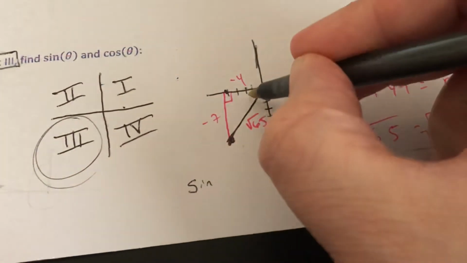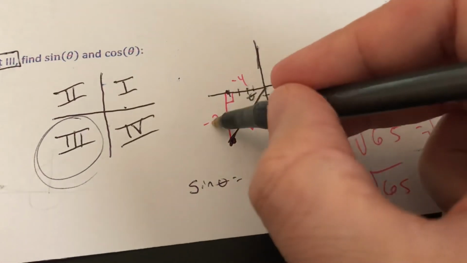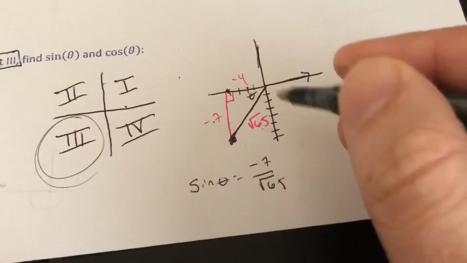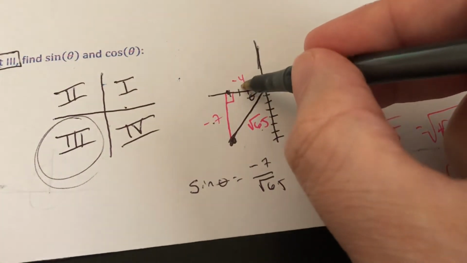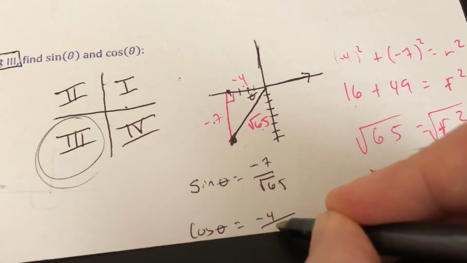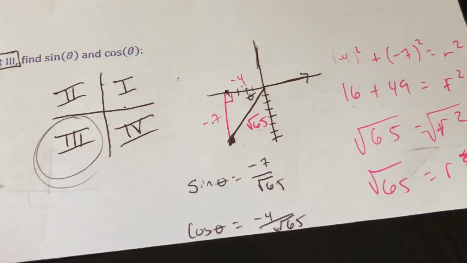So here's our theta right here. Sine of theta is y over r. And cosine of theta is x over r. And that'd be your final answers.